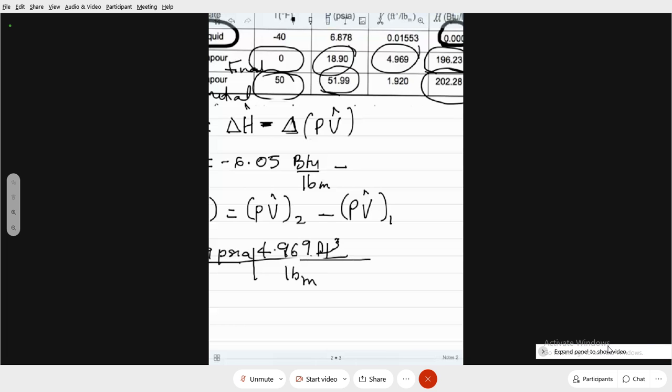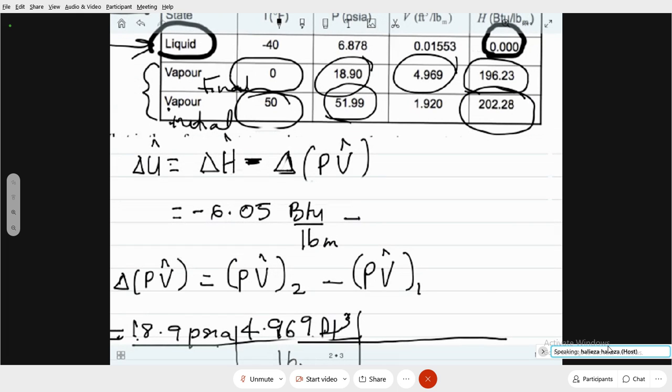Now, how are you going to cancel the unit? Guys, how are you going to cancel the unit? Using the gas constant. Okay, that's it. For PV, we've got to remember the gas constant. This is in English units, so we need to look at the gas constant in English units. If you look at your textbook, for those who have it, at the back page you have the gas constant.